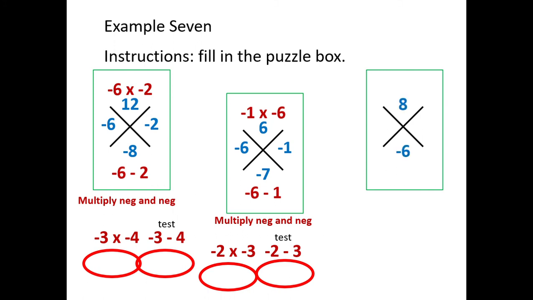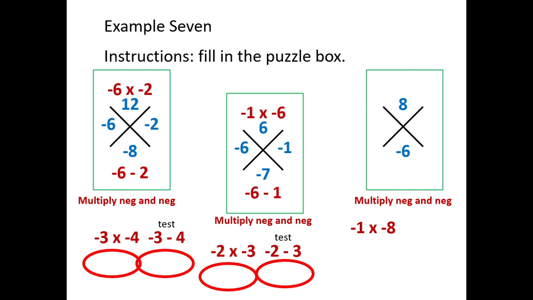All right, here we go again. 8 on the top, negative 6 on the bottom. So what could you possibly multiply to get to 8? Well, 2 and 4, and 1 and 8. Those are pretty much your only choices. We know it's going to be negative and negative because you couldn't have got a positive on the top otherwise. So let's do it.